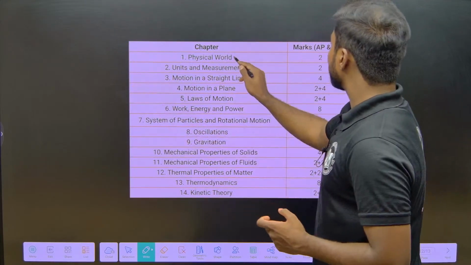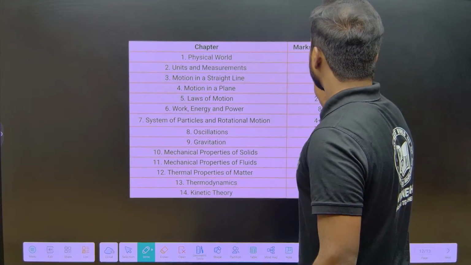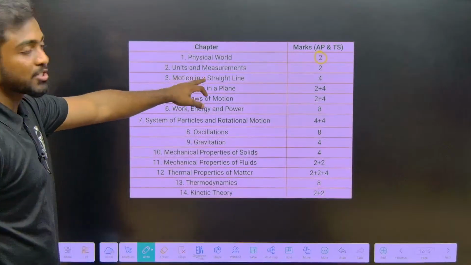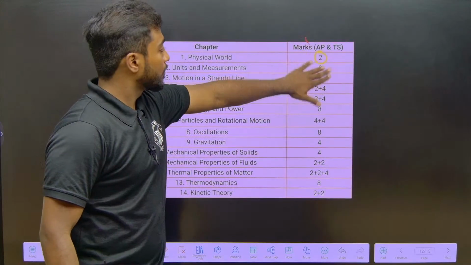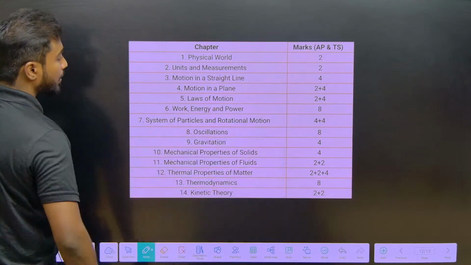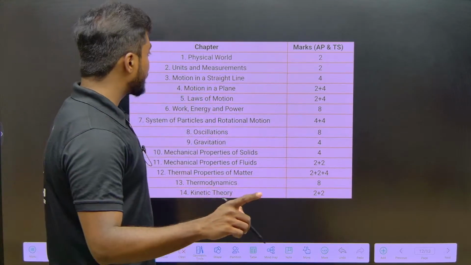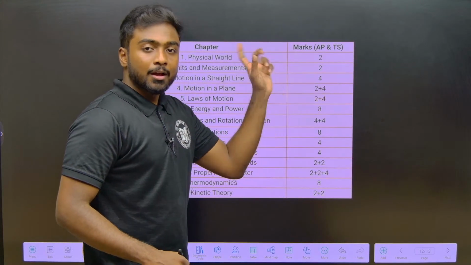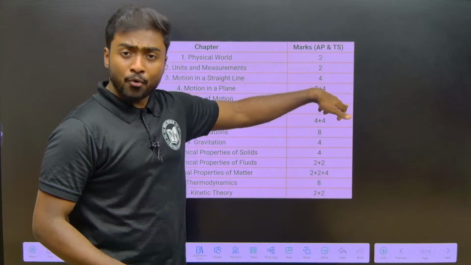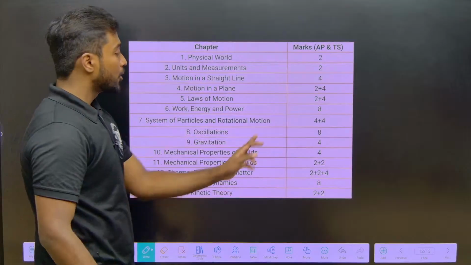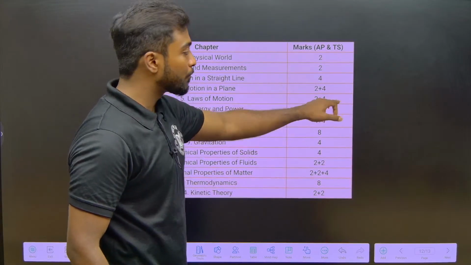Okay, so the physical world, only 1 2-mark question will be there, and then when I talk about the units and measurement, 1 2-mark question here. Okay, motion in a straight line, 1 4-mark question, motion in a plane, 2 plus 4, that is 1 2-mark question, 1 4-mark question, totally 6 marks. So when I talk about laws of motion, same pattern, 2 plus 4, 1 2-mark question and 1 4-mark question.